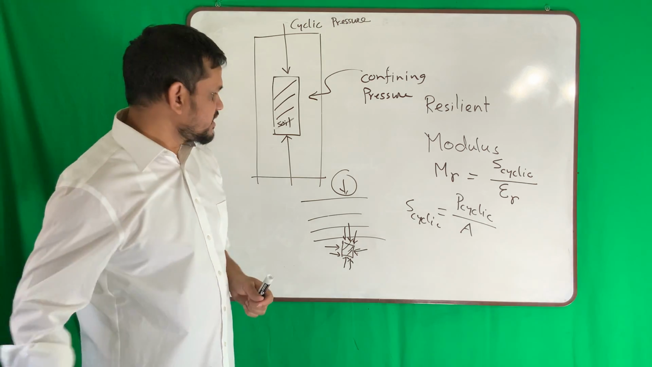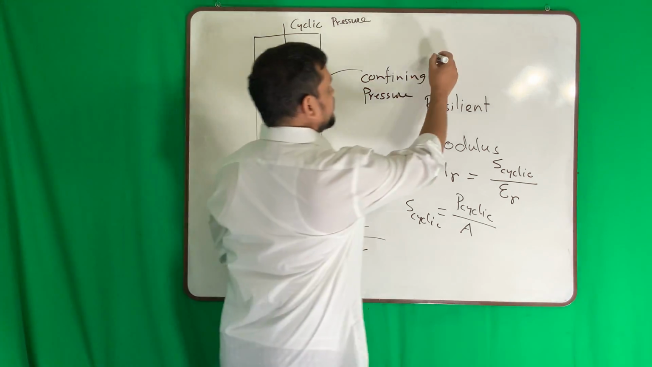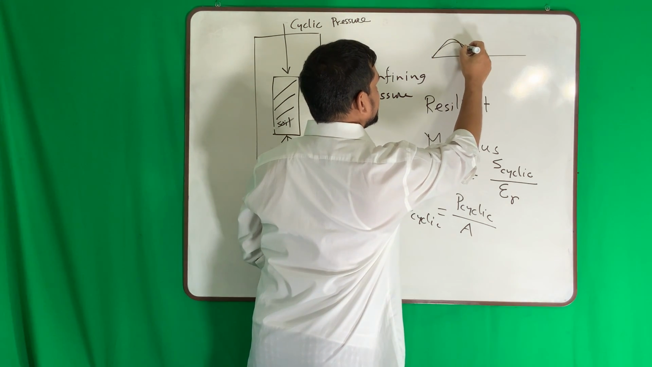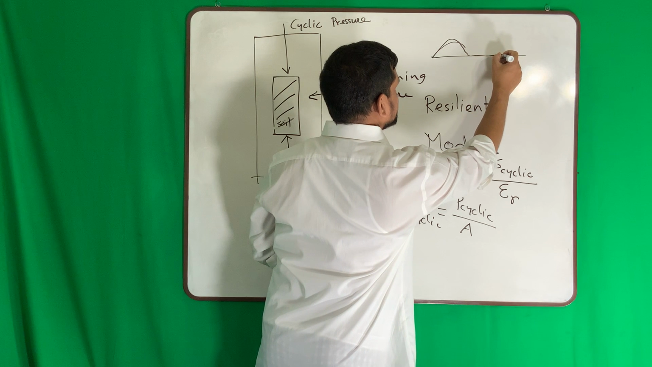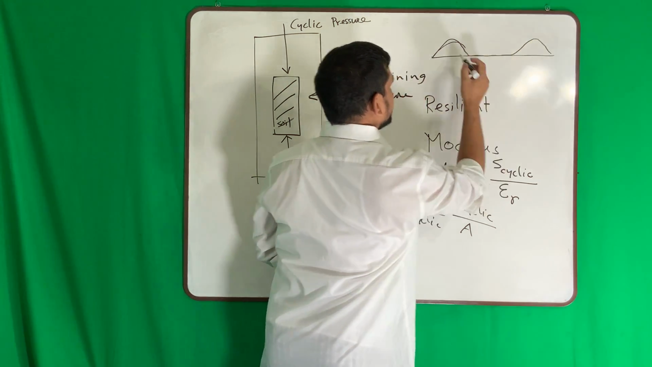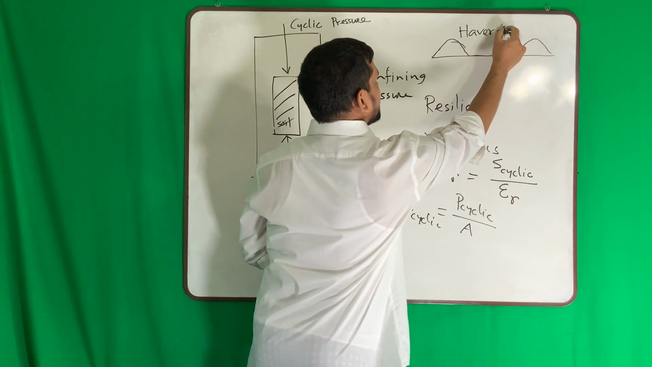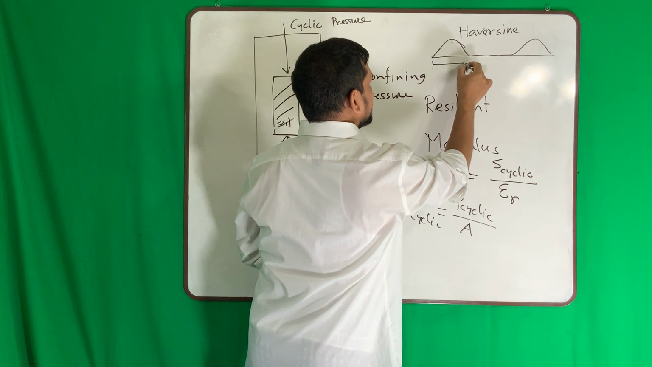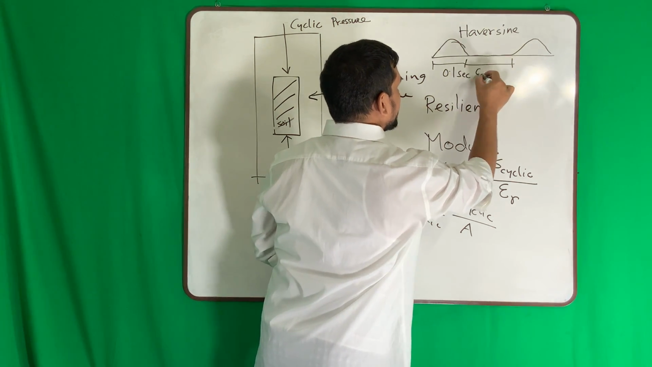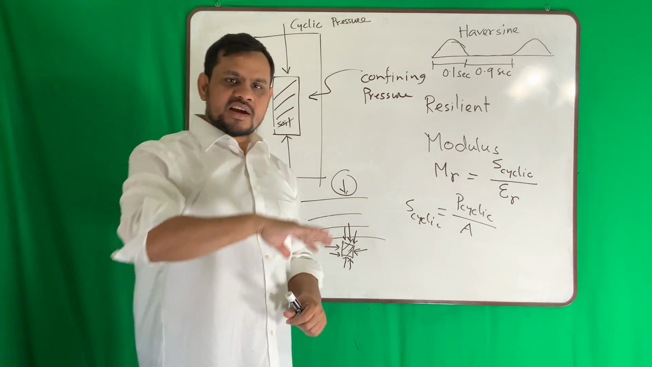We apply Haversine load. So my load application is similar to this. Triangular, then this. We apply this kind of load. It's called Haversine. The load duration is 0.1 second and there is a gap of 0.9 second. So we apply Haversine type of load.